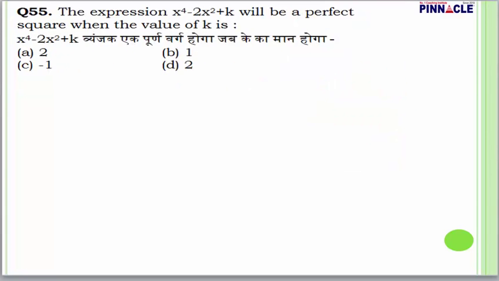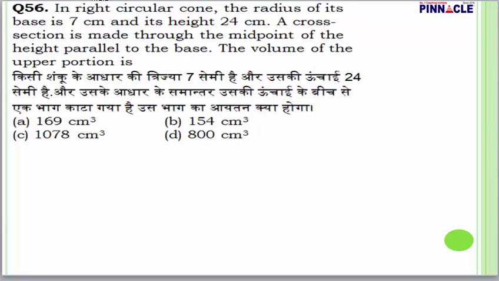Next question, question number 55. The expression x⁴ minus 2x² plus k will be a perfect square when the value of k is... This should be a perfect square. When will it be a square? You can write x² in place of x⁴, and in this place you can write minus 1. Minus 1 square should be equal to x⁴ plus 1 minus 2x². Here minus 2x² is given, so the value of k would be equal to 1. Answer is B.